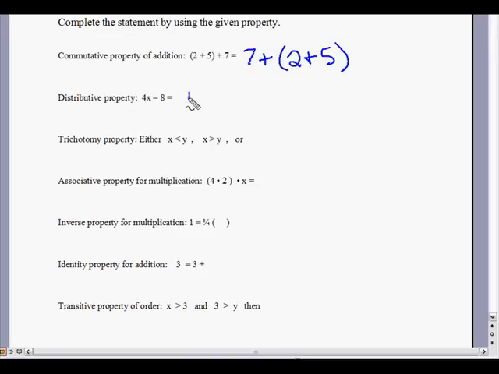The distributive property. Well, these properties can be read either way. So it looks like 4 has been distributed to 2 different terms. It was distributed to the x and also to a -2.